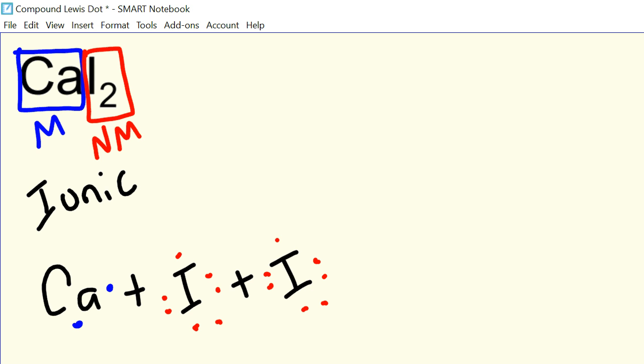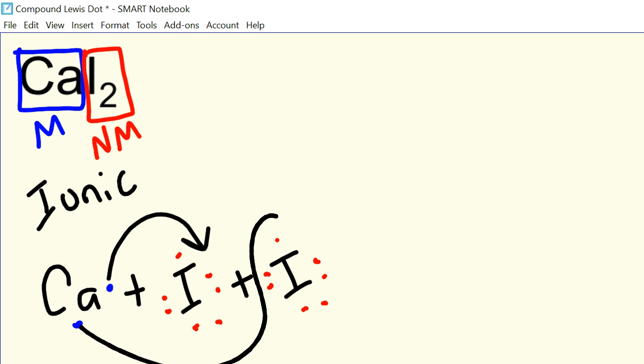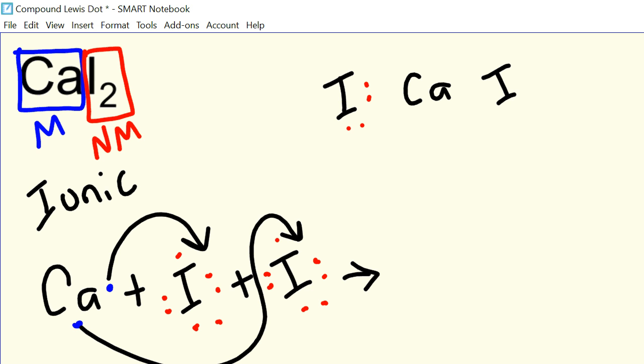Again, determine who is going to give and who's going to take. The metal always gives, so calcium is going to give its valence electrons to iodine, and we're going to create a new structure. You may see 2 different structures, and I'll show them both to you. The first one looks kind of similar to covalent in the fact that calcium is the one that we have the least amount of, so it's going to go in the center. And then I'm going to draw my electrons.